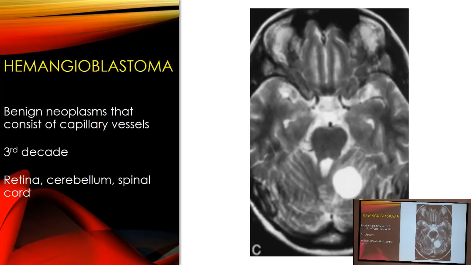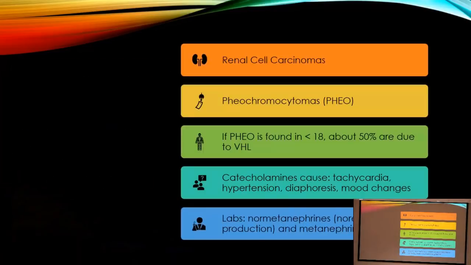So they get hemangioblastomas throughout, and these are neoplasms that consist of capillary vessels. There is a lot of nuance about how to treat and when surgery or other modalities can be helpful, which you don't need to know. Okay, but presentation is usually in the third decade. I'm trying out some new PowerPoint features here.